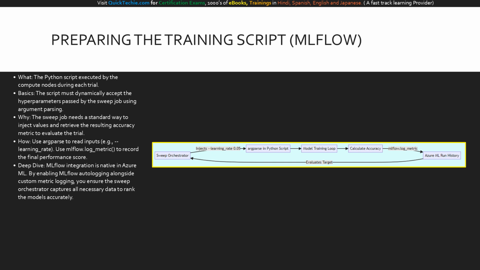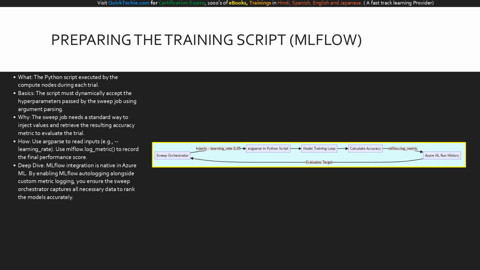How do you do this? First, you use Python's argparse library to catch the incoming parameters, like learning rate. Second, and most importantly, you must use MLflow to log your target metric, such as mlflow.log_metric, accuracy, score. Deep diving into this, MLflow is natively integrated into Azure ML workspaces. By explicitly logging your primary metric with MLflow, you are sending a signal back up to the sweep orchestrator, giving it the exact data it needs to rank all the trials and crown the winning model.